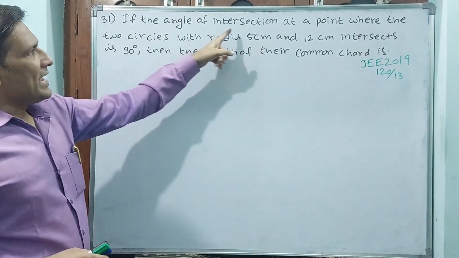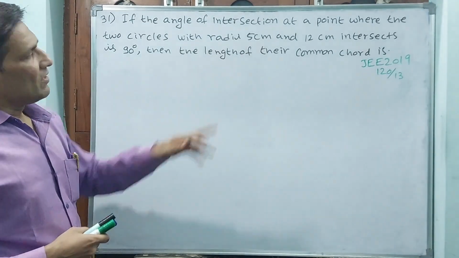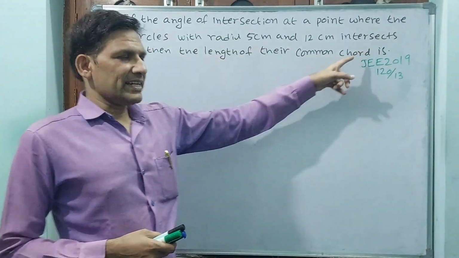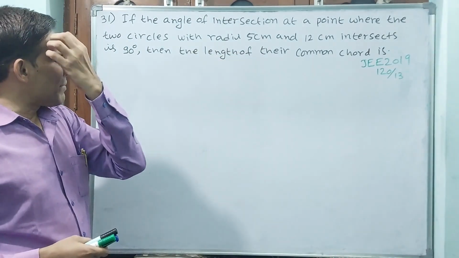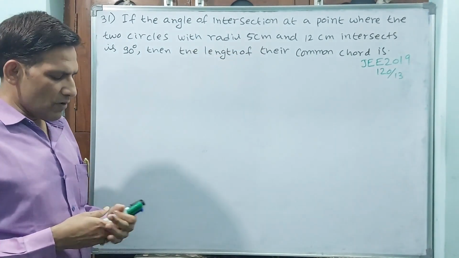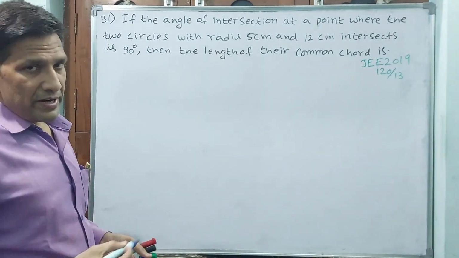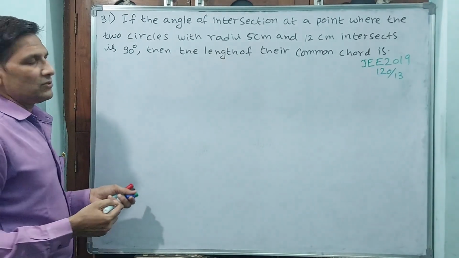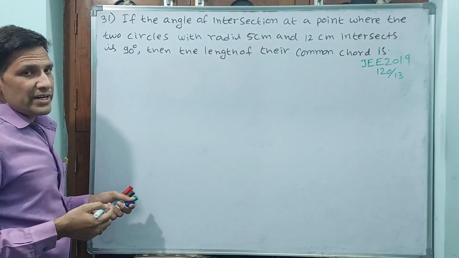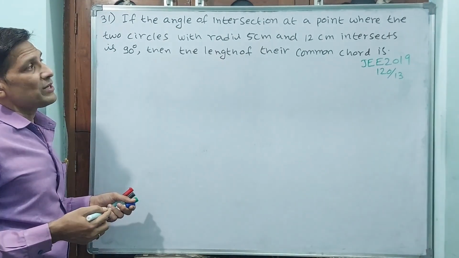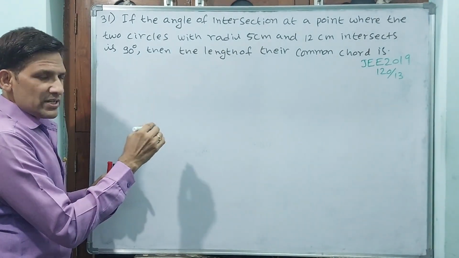This is asked in 2020. If the angle of intersection at a point where the two circles with radii 5 cm and 12 cm intersect is 90 degrees, then the length of their common chord is how much? The answer should come 120/13. Drawing the figure is very important and we have to infer the figure properly. A 5 cm and a 12 cm radius circle means naturally the 12 cm radius circle is bigger, even though we will not draw it exactly.